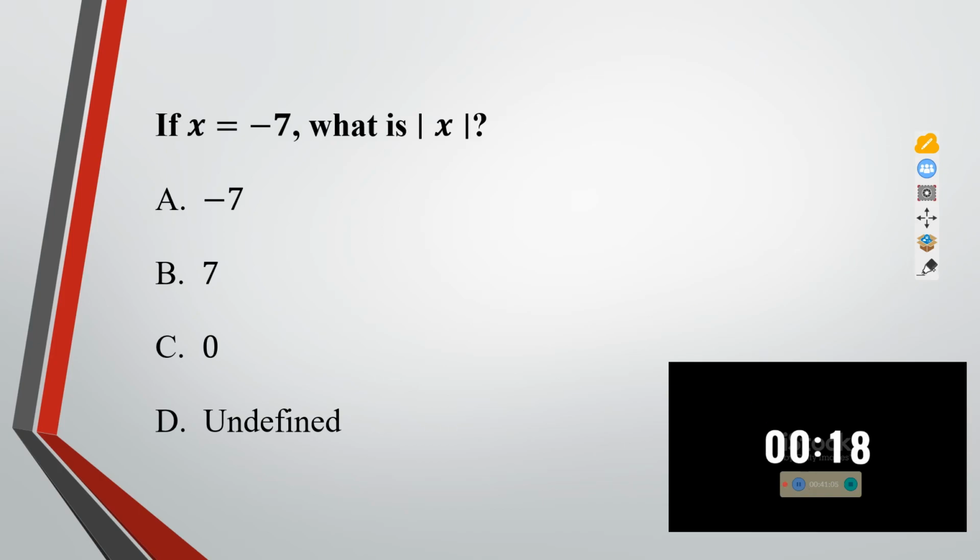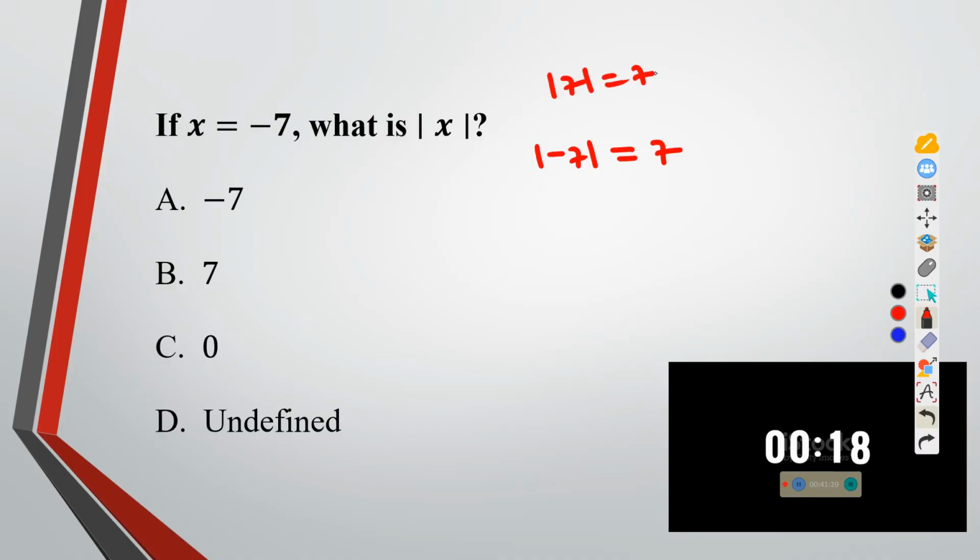So we are looking at the magnitude of negative 7. The magnitude of negative 7 should be equal to 7. The magnitude of a negative is positive. So the magnitude of positive 7 is 7. The magnitude of negative 7 is 7. So we are taking the numerical value of what you are looking at. So the magnitude of negative 7 is 7.